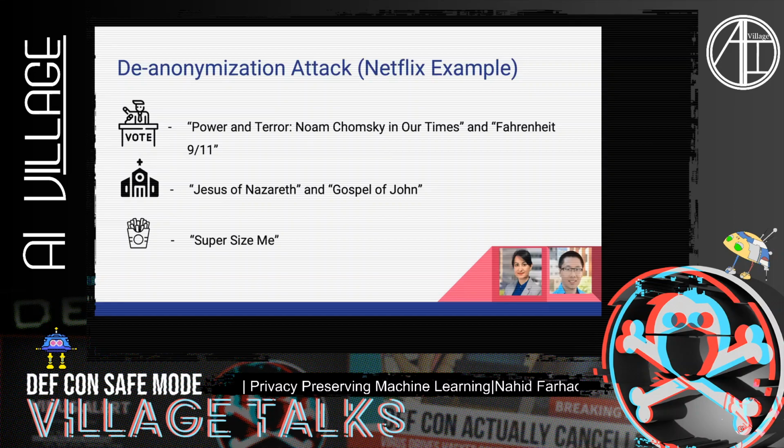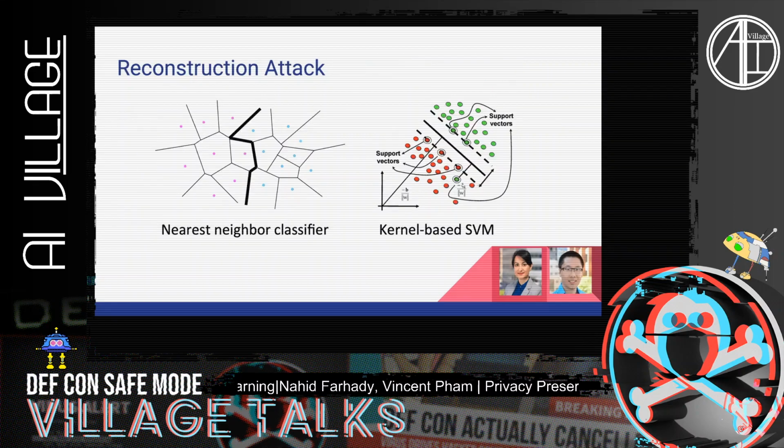They might be able to infer his political preference based on the Jesus of Nazareth and Gospel of John ratings, and also his eating habits based on his recommendations on Supersize Me. In the next slide, we look at a new type of attack called the reconstruction attack.